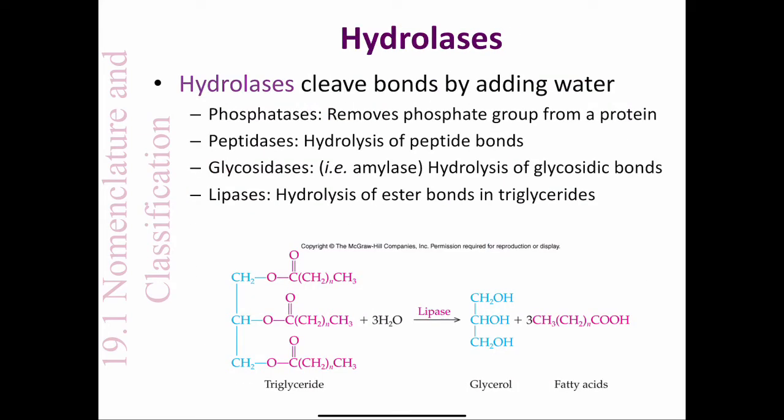Hydrolases are enzymes that cleave bonds by adding water. Phosphatases remove phosphate groups from proteins. Peptidases hydrolyze peptide bonds. So they literally break apart amide bonds. Glycosidases, an example would be amylase. Those hydrolyze glycosidic bonds, so they'll break apart polysaccharides into monosaccharides. And then lipases hydrolyze ester bonds in triglycerides.